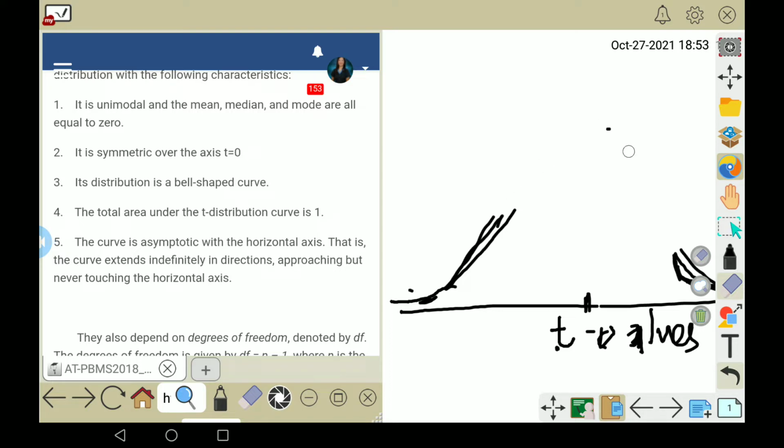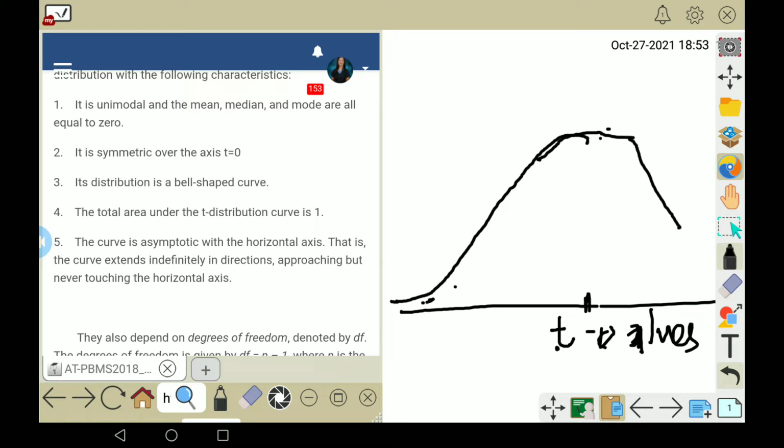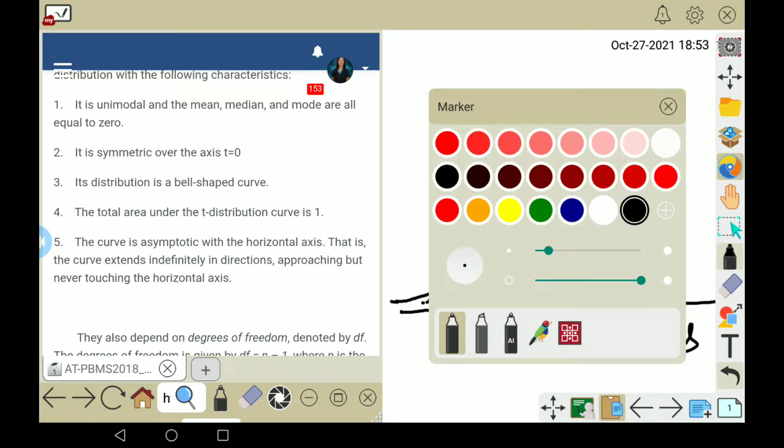So when we say T distribution, again, it extends indefinitely to the right, and same goes to the left.